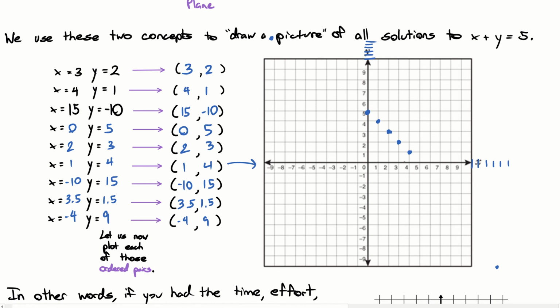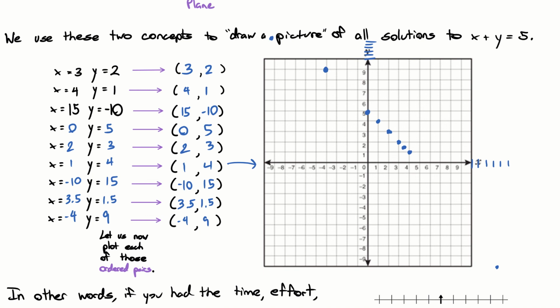3.5 and 1.5. Well, 3.5 is in between 3 and 4. 1.5 is in between... Oh, there it is. Ooh, look at that. Negative 4, positive 9 is right there. Huh. Look at all these points that we plotted, especially the ones that are actually on the coordinate plane.